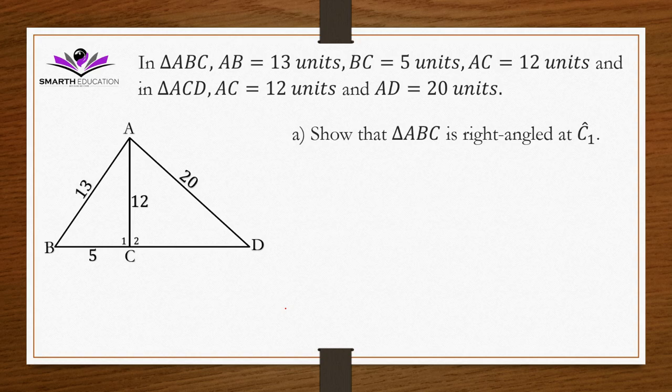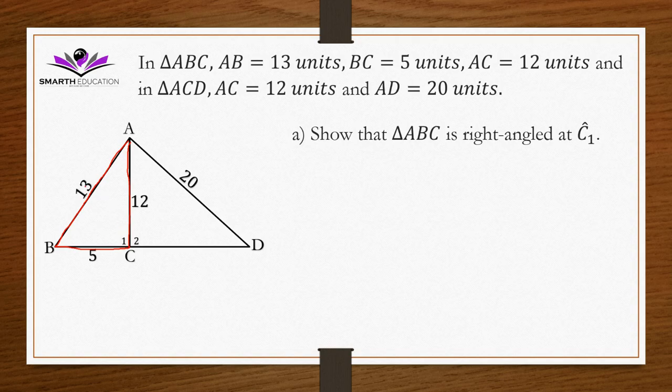And let's do the first part, A. Show that triangle ABC is a right angle triangle. This is the triangle we're talking about, ABC. Okay. Now, if you check here, the longest side is 13 units, which is AB. So we're going to square the longest side, and then we square these other two sides and add them.